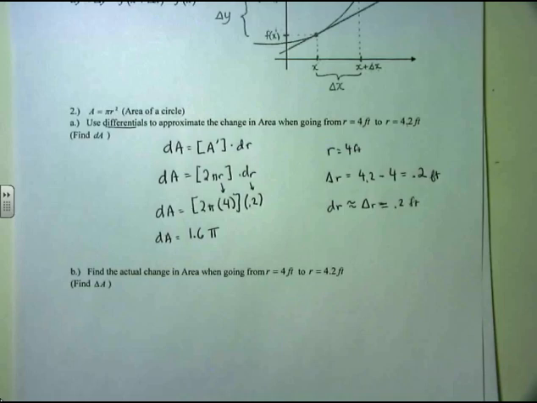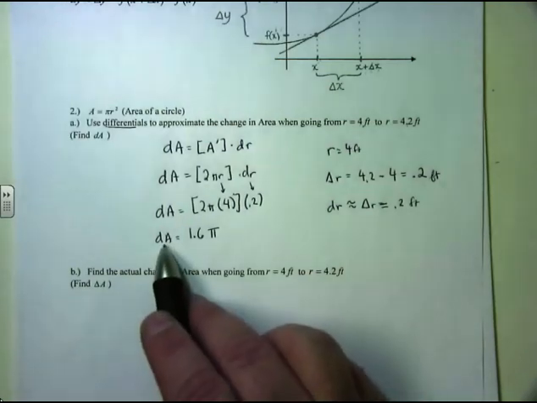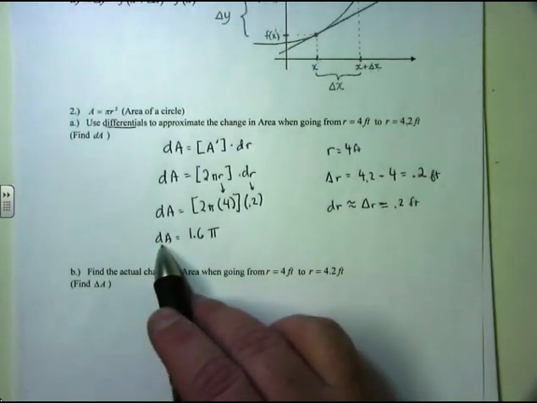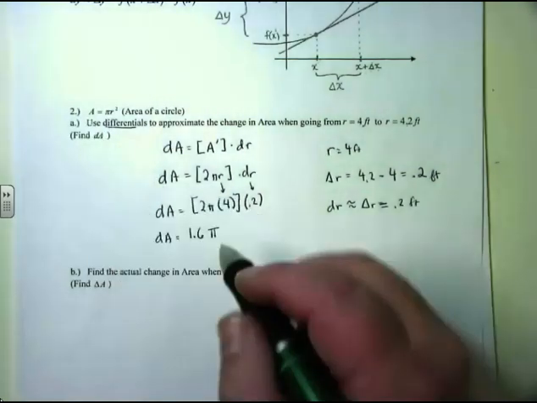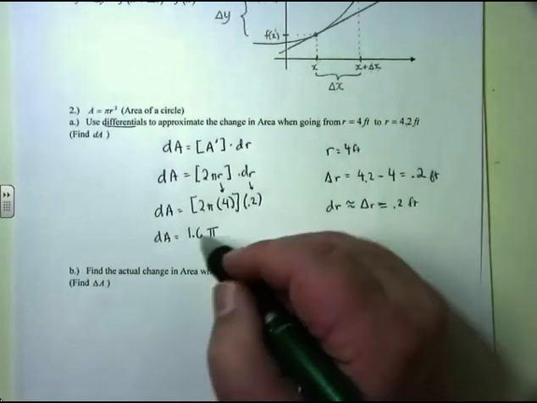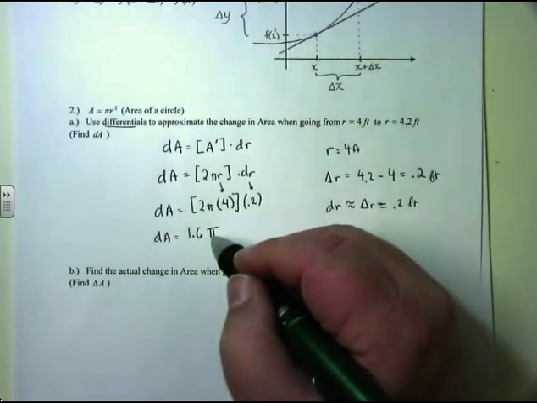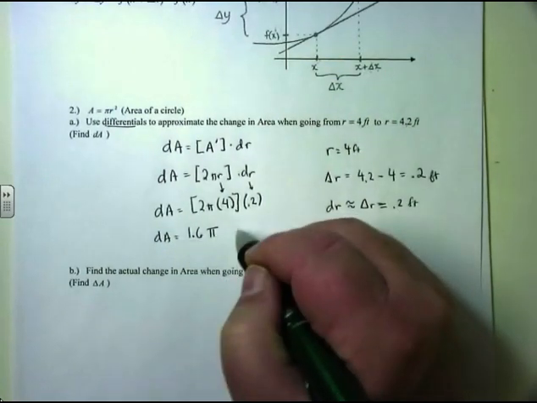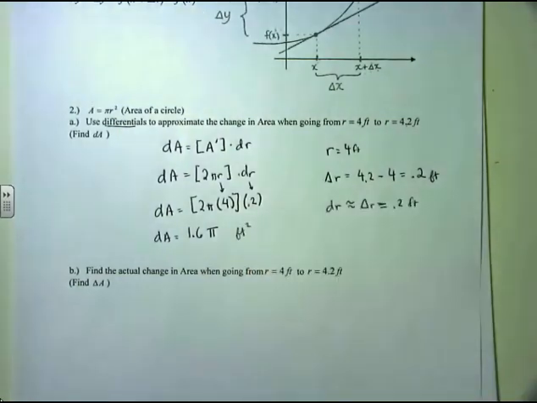And if you wanted units on this stuff, and if you're in my class or some of the other professors, we're going to really stress the concept of units. This is the differential, which approximates the change in your function. My function is area. So the change in my area going from 4 to 4.2 feet is approximately 1.6 pi. And it's area, so that would be your units feet squared.